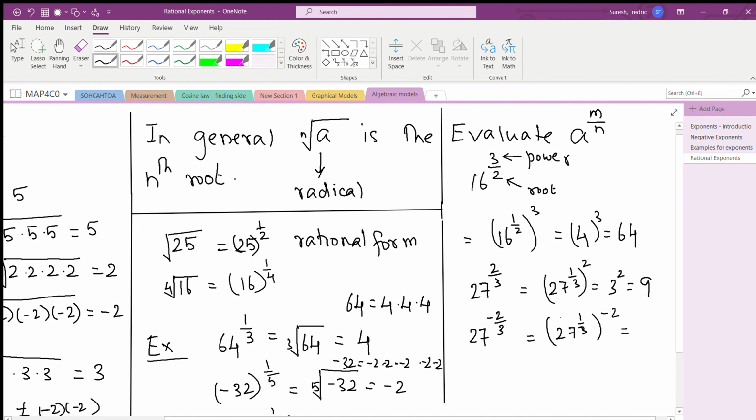So we have 27 to the power of 1/3 is 3. And then we have 3 to the power of negative 2. And in the previous videos, we saw that when you have a negative exponent, you can take it down to the denominator and write it as a positive exponent. And the final answer would be 1 over 9.